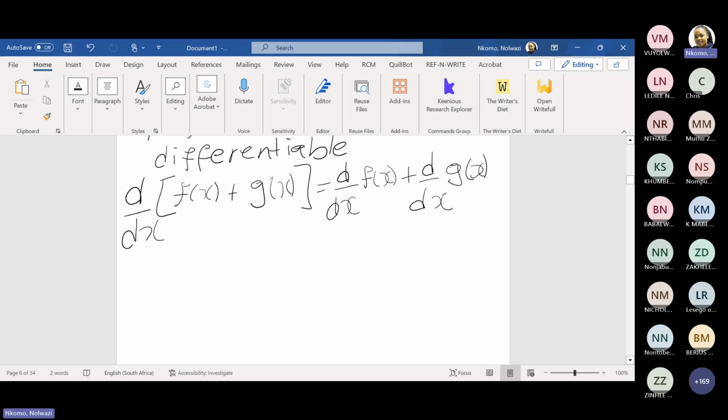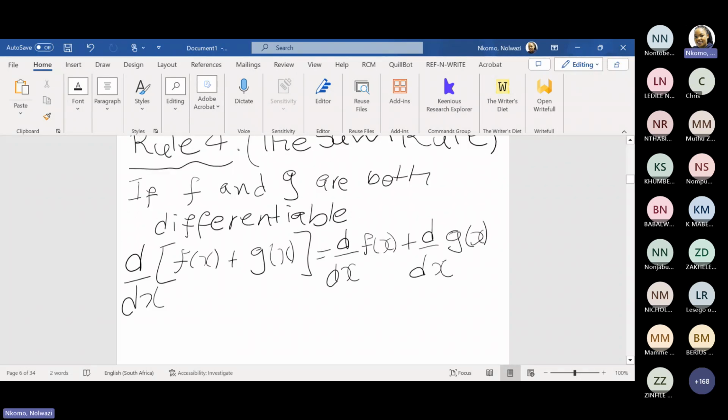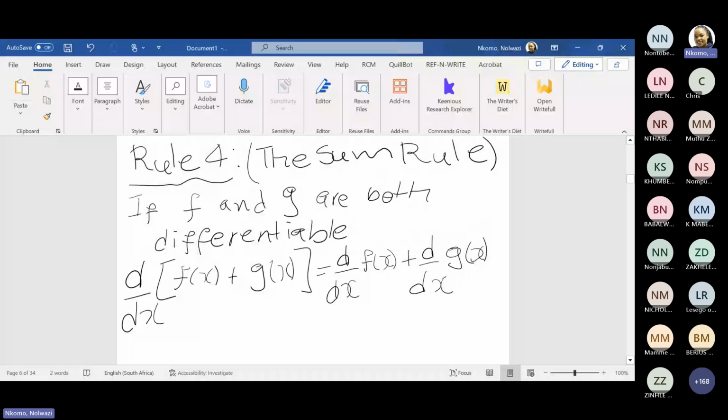Ma'am, will the exam be timed? Yes, the exam is timed. Can we move on to rule 4? We'll discuss the exam before the exam.